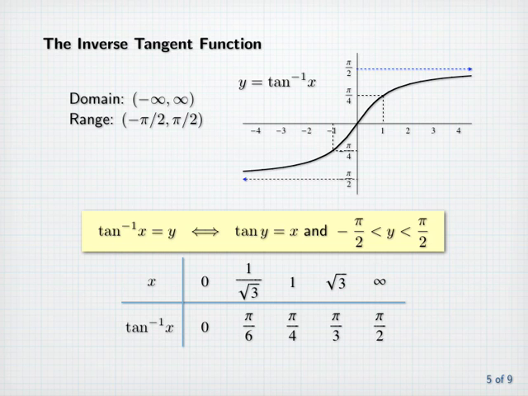So inverse tangent of 0 is 0, inverse tangent of 1 over root 3 is pi over 6, and so on. Also, inverse tangent is an odd function, just as tangent is. Inverse tangent of minus x equals minus inverse tangent of x. So from the table there, we have inverse tangent of minus 1 over the square root of 3 equals minus pi over 6, and so on.